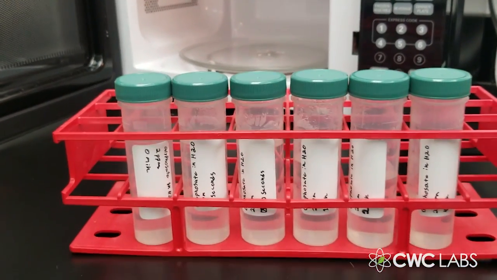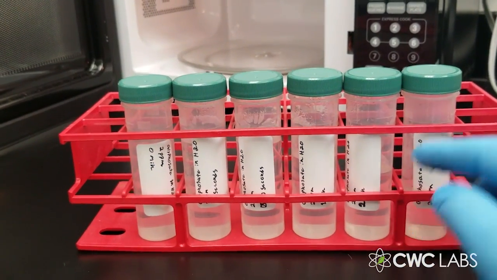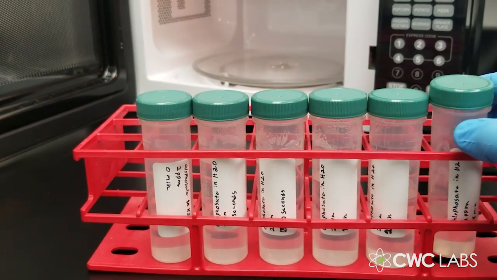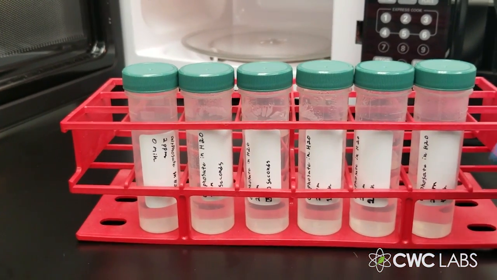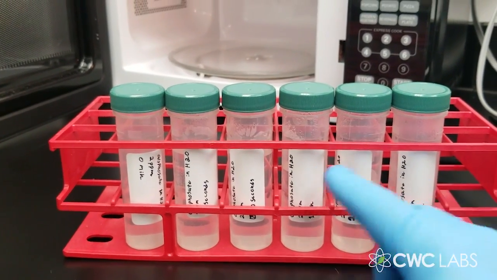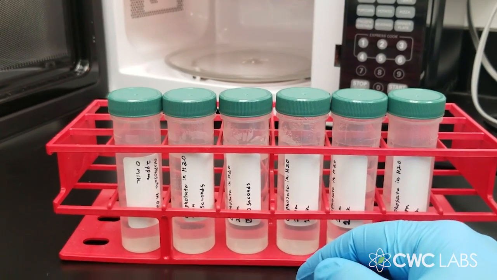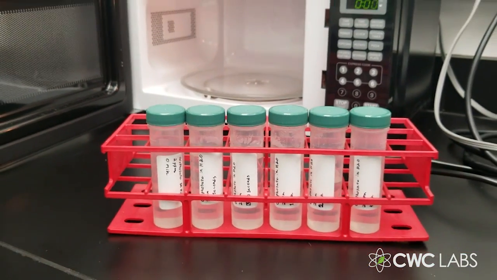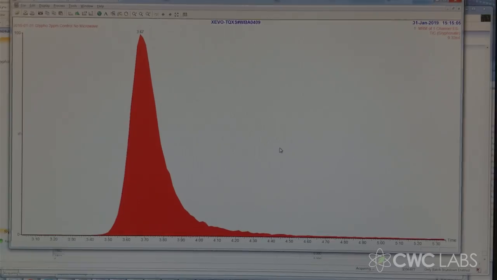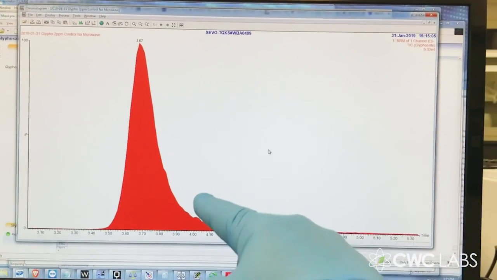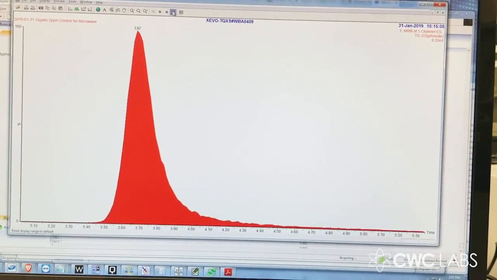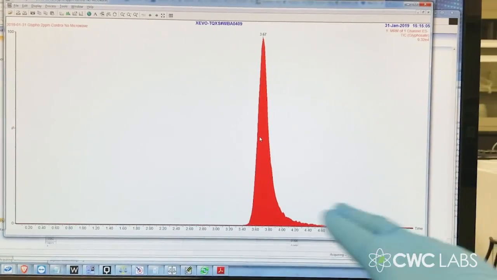So right now, all of these have been microwaved, and we took samples out of here and put them into the auto sampler for the triple quad mass spec. We're running those right now. Let's go take a look at what results we're getting so far. All right, here's what we see so far. This is glyphosate. Let me actually zoom out. This is how the peak looks for the full run.